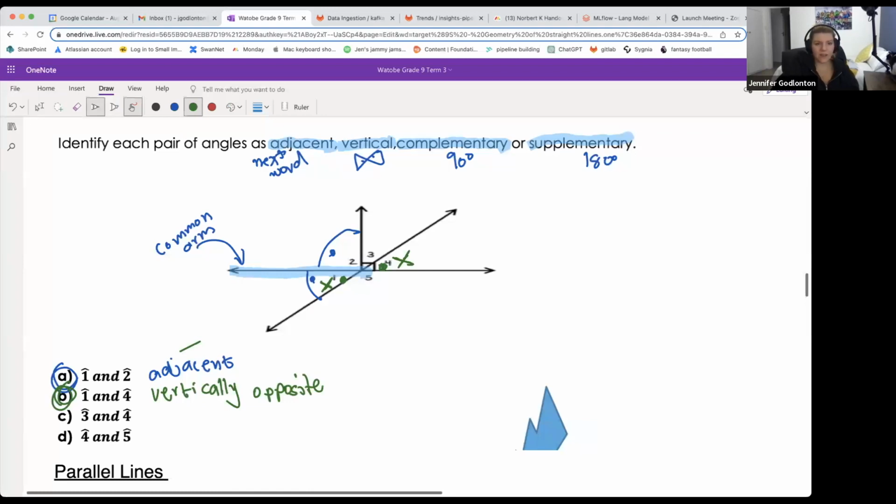Okay, next one, 3 and 4. So now we are looking at this angle here and this angle here. You can give me more than one answer for this question.